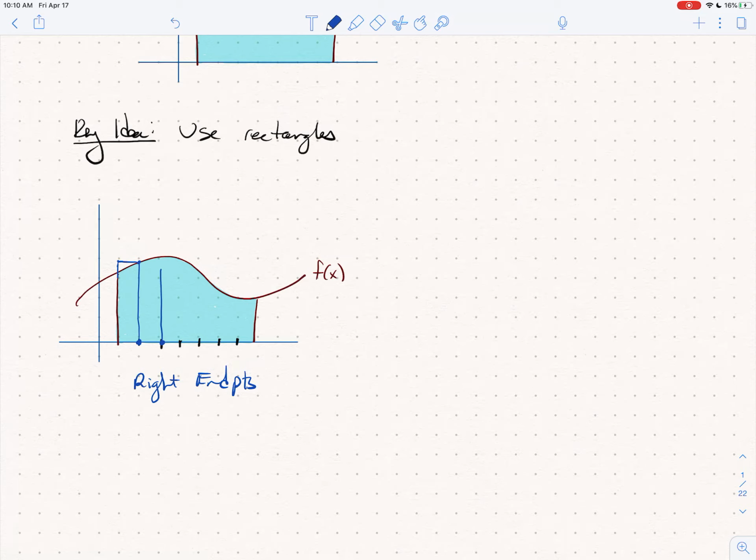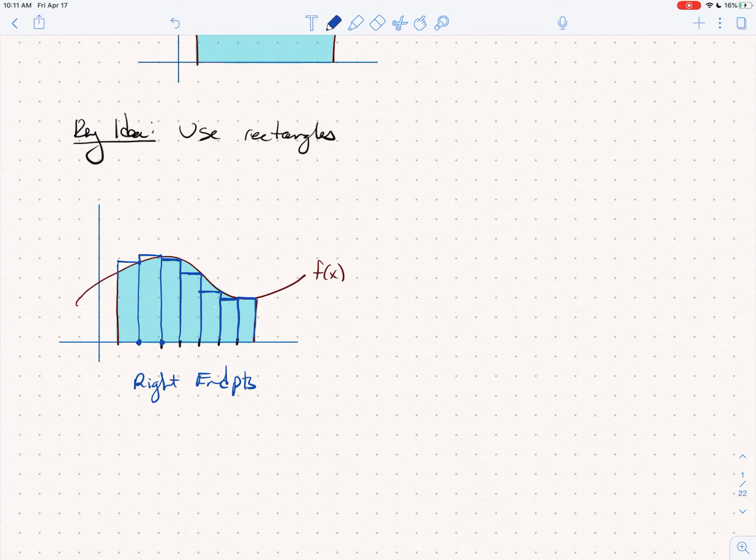I'm going to plug in the right endpoint. I'm going to go up to my function f. I'm going to go over, form that rectangle, go up, go over. There's the rectangle. Whatever the height of your function is, when you plug in that right endpoint, you go to your function, and then that's the height of your rectangle right there. And I go there, right endpoint, plug in, go over, right endpoint, plug in, go over.